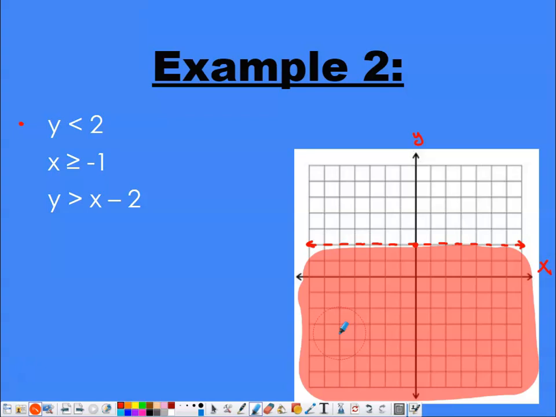Okay. Let's do that next line. Let's use orange for this line right here. So we're going along the x-axis. We're going to -1. Plot that point. And then we have an equal to, so it's going to be a solid line. And then we're going to shade to the right because we want numbers bigger than -1. So let's shade to the right. We're using that orange.